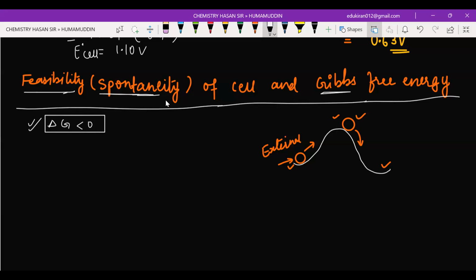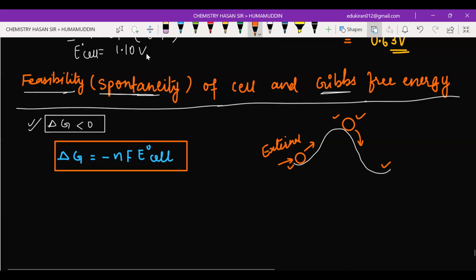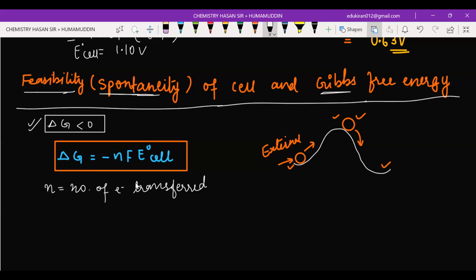Yes, sir. So we have a formula from thermodynamics. Delta G is equal to minus nFE naught cell. Now, if there is any question whether the cell is feasible or not, you can easily apply this formula and get your answer. n is the number of electrons transferred. That means you are going to write the equation and see how many electrons are gained or lost. Either you can take all the gained or all the lost electrons. Are you getting my point?